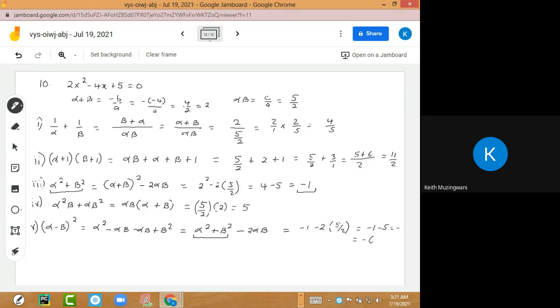So we write -6. But if you didn't know what this is, then you replace it by alpha plus beta squared minus 2 alpha beta, and then bring the other minus 2 alpha beta. When you put these together, you get alpha plus beta squared minus 4 alpha beta, and then substitute, you still get -6.